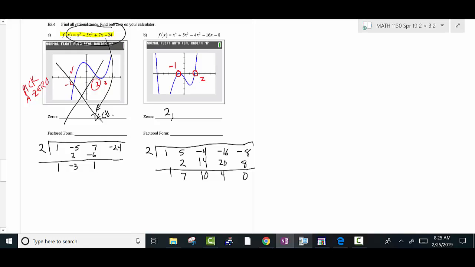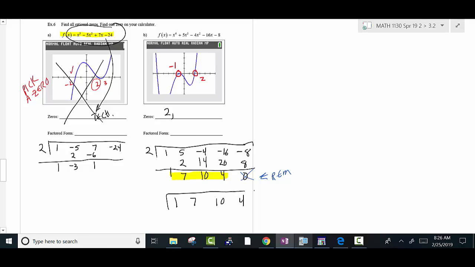Now, when I divide a 4th power, this is actually now a 3rd power. So I have to synthetically divide again. What you're going to do is take the result. You don't worry about the remainder, because that number right there, 0, is your remainder. So we'll start over again. We just want to write down 1, 7, 10, 4.